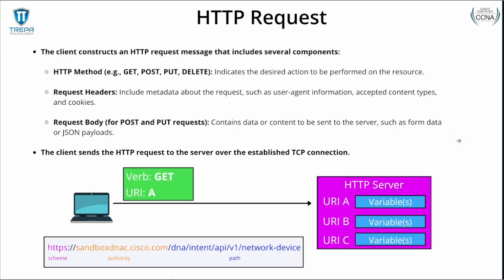Okay, so the HTTP request. The client constructs an HTTP request message that includes several components. So in the actual HTTP header, that's what we're talking about here. One, you're going to have the HTTP method. And look at those: GET, POST, PUT, DELETE. That's going to indicate the desired action to be performed on the resource. And then we have request headers. This is going to include metadata about the request. A lot of times this is like JSON. So in the request header, we can say accept equals JSON. Then the request body, this is actually going to contain data or content to be sent to the server. So with a POST or PUT request that we're adding to the database, we're actually going to have a payload.